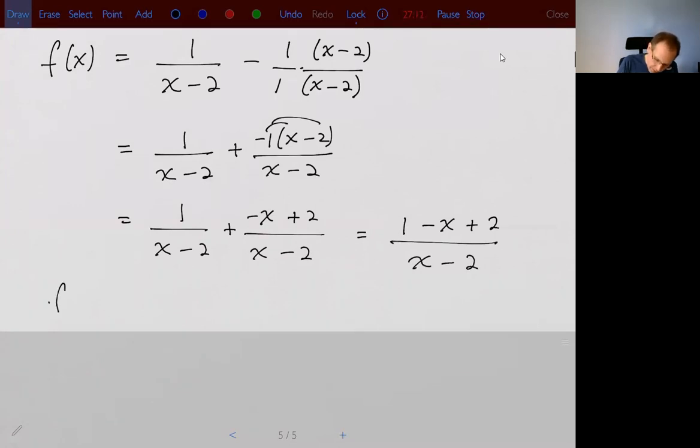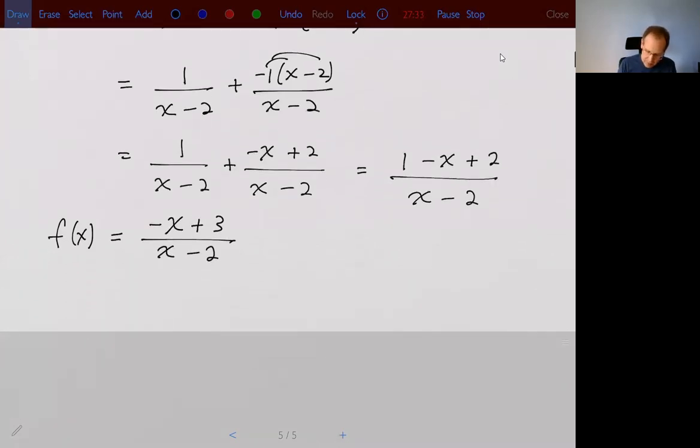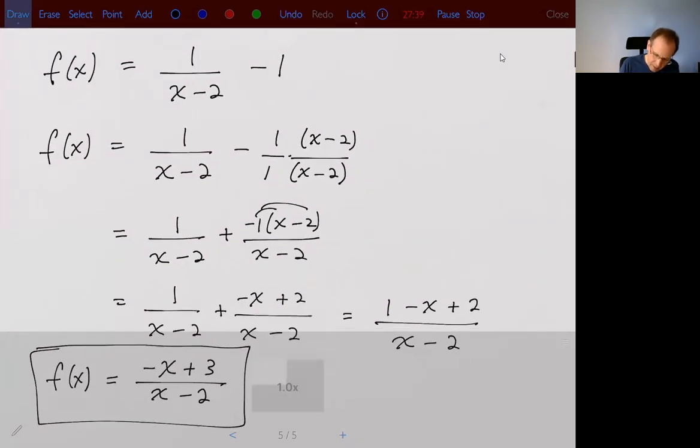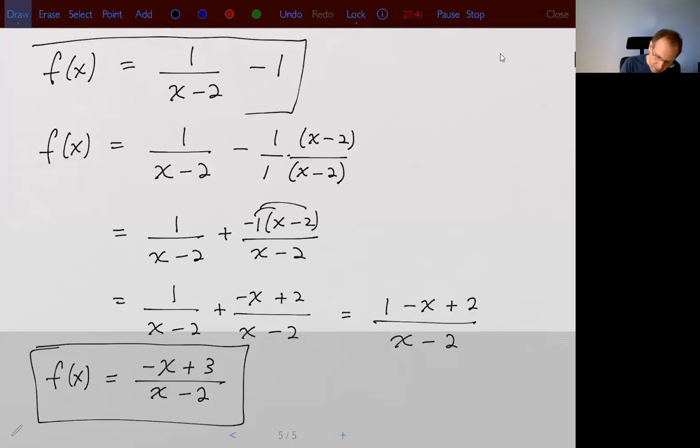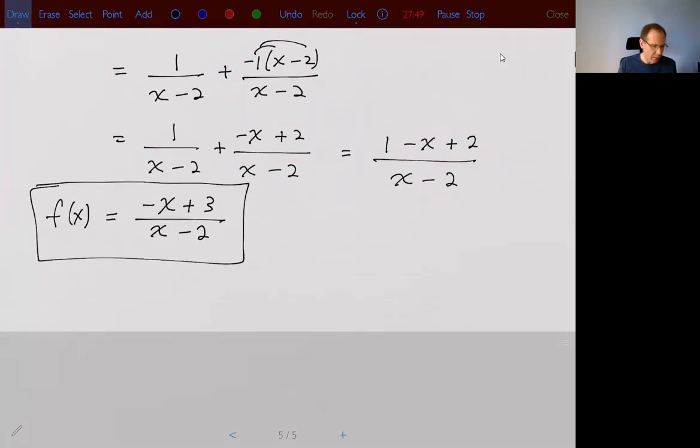So then the final result I can write this way. I can do one more thing in the numerator: I can combine like terms. So I'm going to write this as negative x plus 3 over x minus 2. And again, this is exactly the same as the original function. They're the same exact function. I just rearranged algebraically. But the second form is sort of a more general form of a rational function.